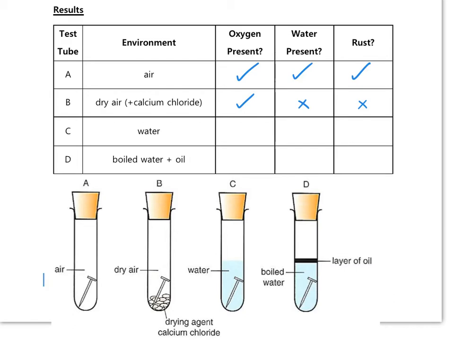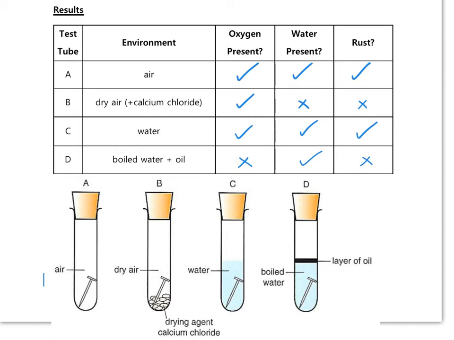Test tube C then, we have water. Is there oxygen present in water? Yes, there's oxygen present in water. It's dissolved in the water. That's why marine life can survive. Is there water present? Of course there's water present in test tube C. Did rusting occur? Yes, significant rusting occurred in test tube C. Then test tube D, we had our boiled water and oil. Was there oxygen present? No, so we boiled the water to remove the oxygen and then put a layer of oil to stop oxygen dissolving back in. Was there water present? Yes, the iron nail is sitting in water. But did rusting occur? No.